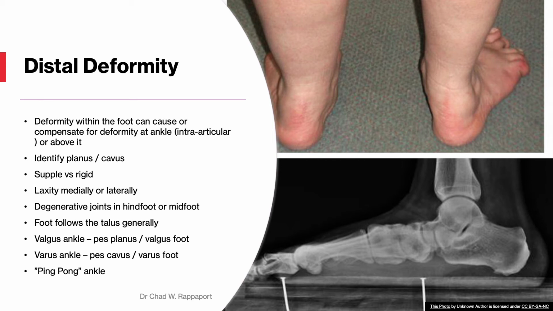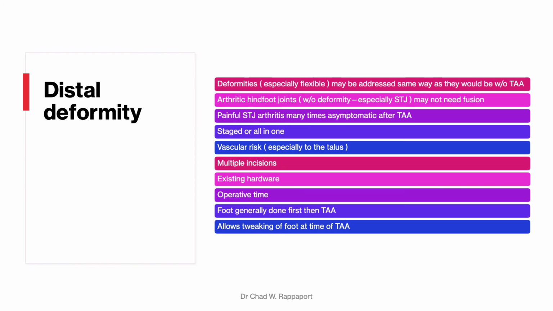However, one needs to be cognizant of the possibility of the so-called ping-pong deformity of the ankle, wherein the deformity in the ankle is opposite of the deformity within the foot. Once we've identified deformities distal to the ankle within the foot, especially when they're flexible, these may be addressed in the same exact way as they would be in a patient who doesn't require a total ankle arthroplasty.